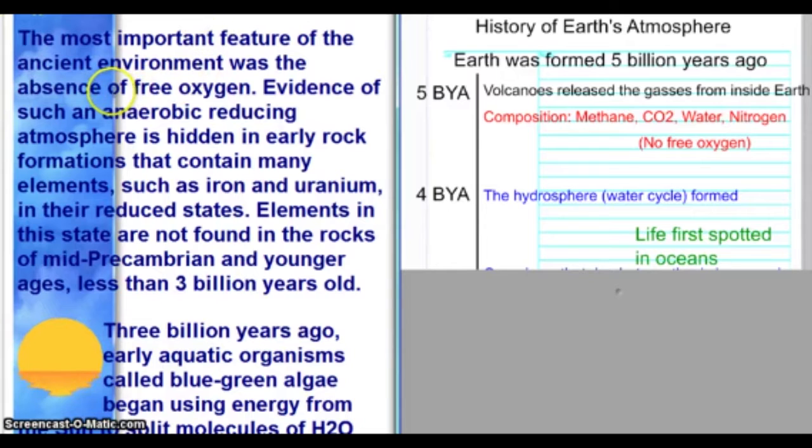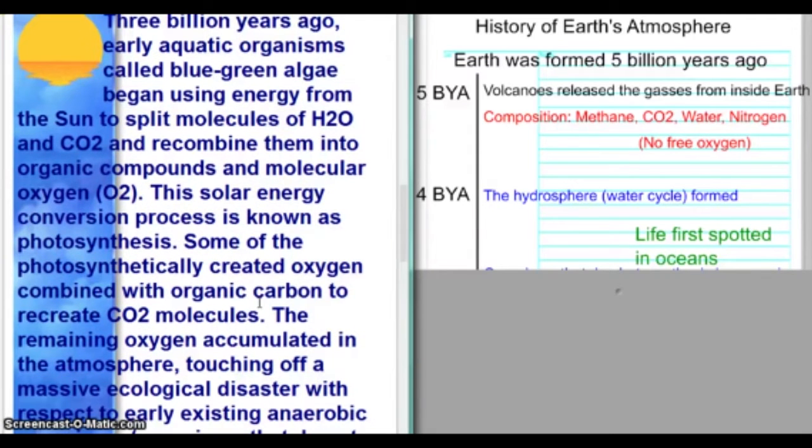The most important feature in the ancient environment was that there was no free oxygen. Evidence of such an anaerobic reducing atmosphere is hidden in early rock formations. This is to say, the atmosphere didn't have any oxygen in it. Anaerobic means without oxygen, and that's what we see in the rocks. Early rock formations contain many elements such as iron and uranium in their reduced states. Elements in this state are not found in the rocks of mid-Precambrian or younger ages, less than 3 billion years old. In other words, the chemical reactions we see in those rocks happened without any oxygen at all.